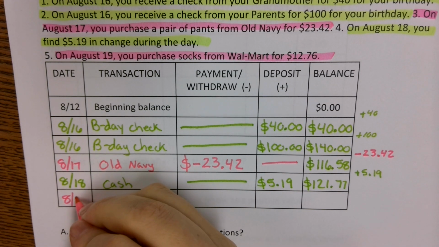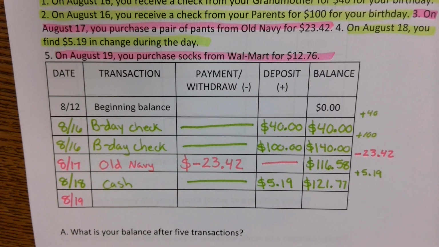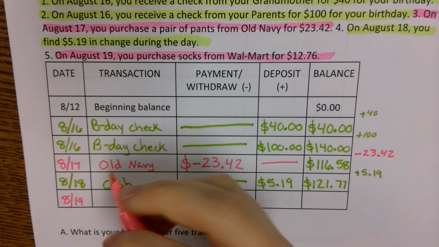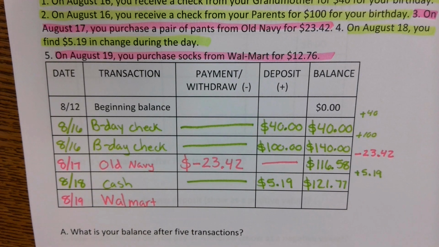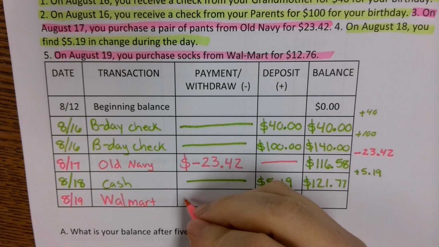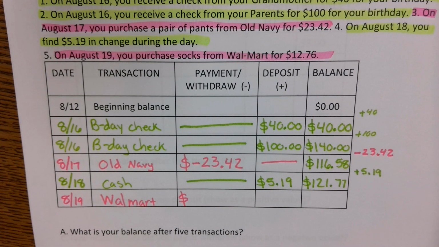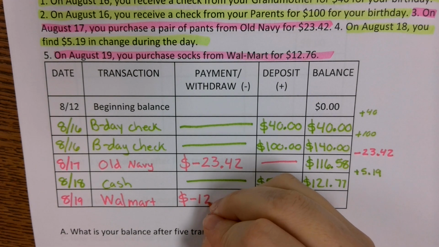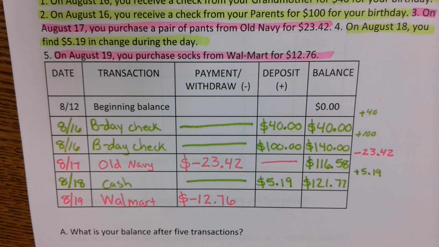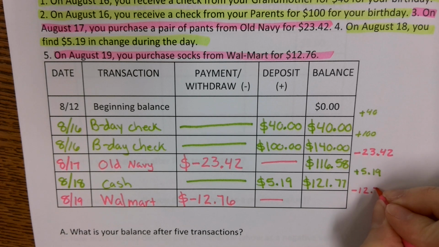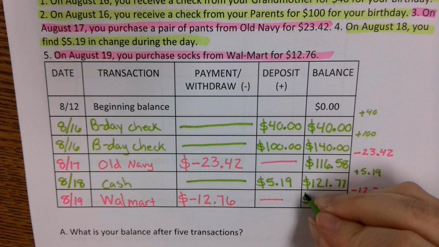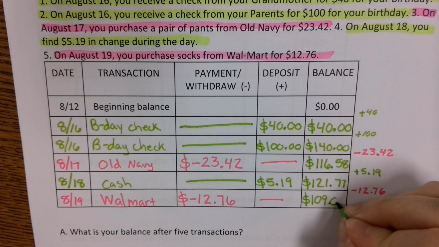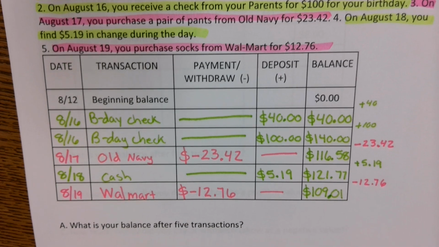On 8/19, what am I going to put for my transaction? Walmart, right? Whenever it is something that you're doing at a store, you're going to put what the store is called, because that is what the bank's going to tell you. Because it is a transaction that is being taken out of the account, we're going to indicate it as a negative $12.76. There's nothing being deposited, so we are subtracting $12.76 away from here. But our balance is still going to stay positive, so we still have $109.01 left in our bank account.